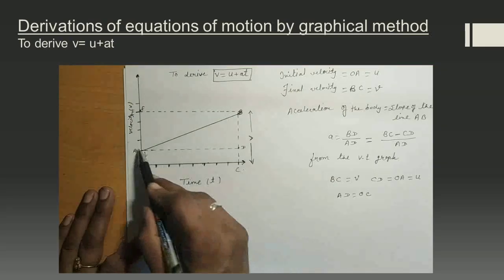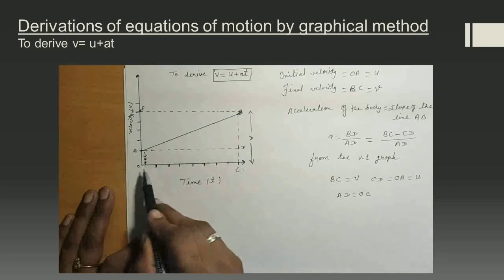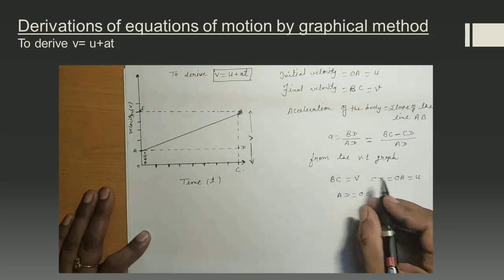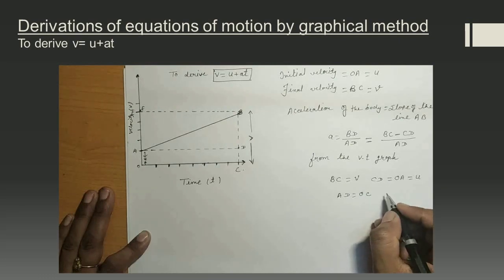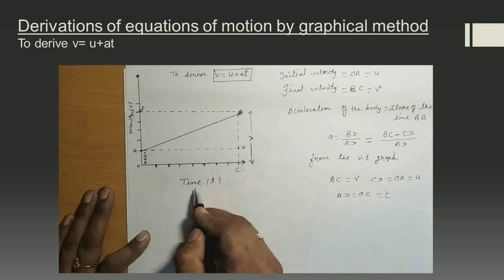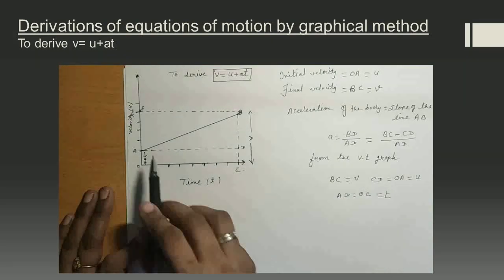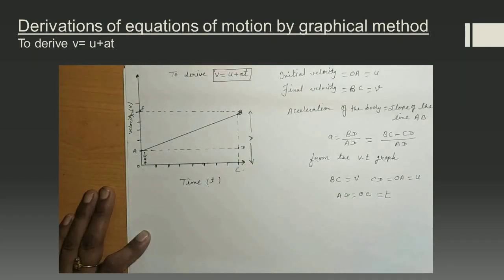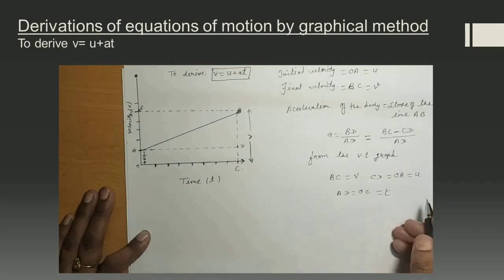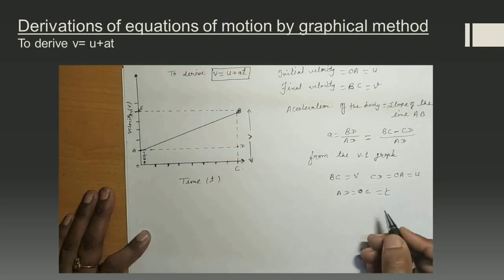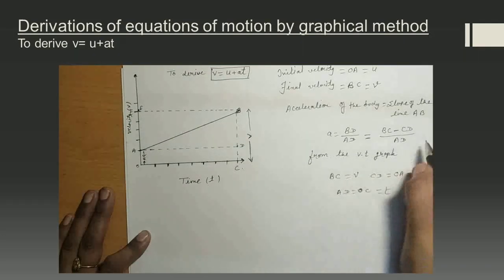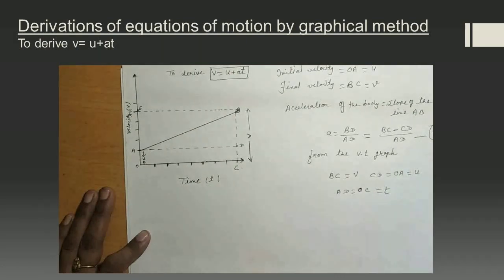CD will be equal to OA and AD is equal to OC. That will be t. Clear? Because OC is t, so automatically AD will be t. So from these values, we can write these values in equation 1.